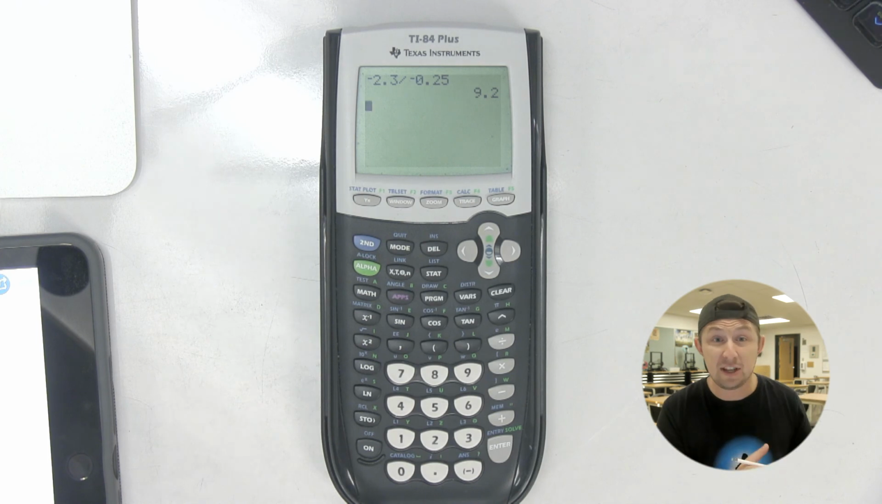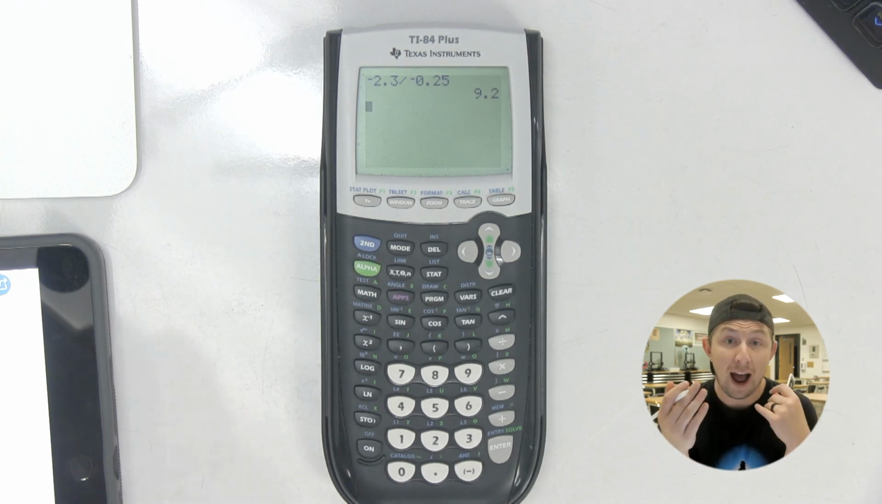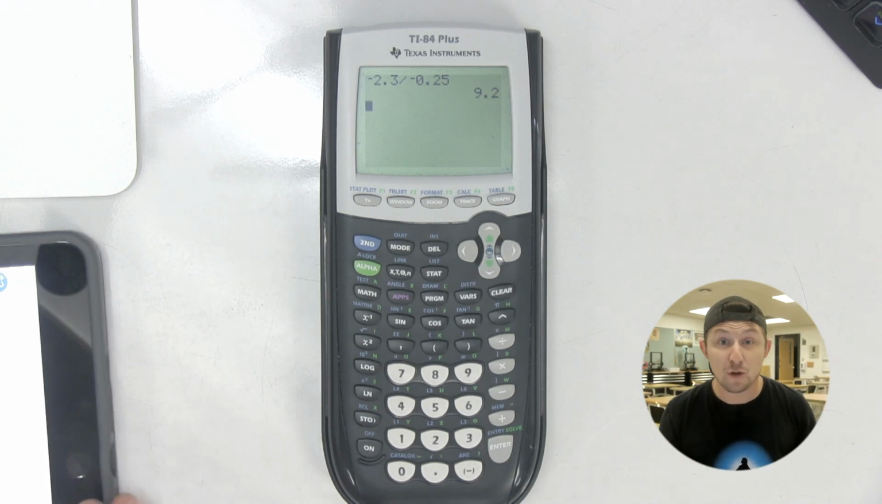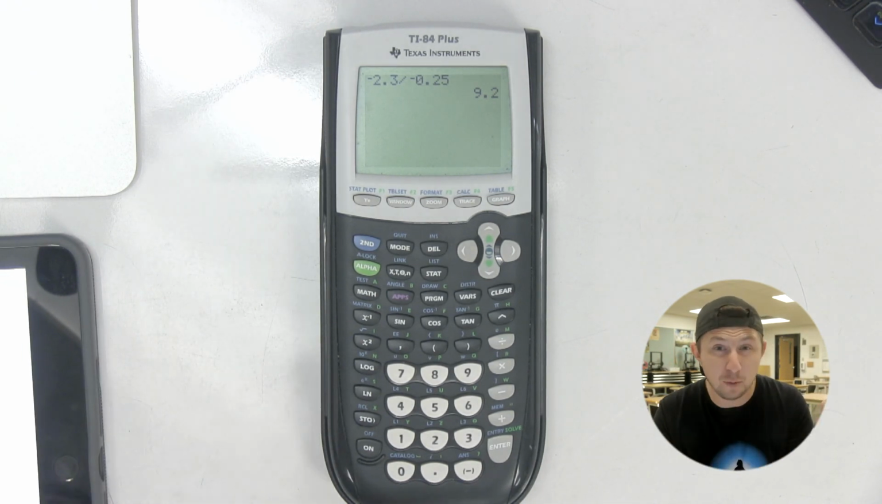So let's give this a try. In Google Classroom, try the multiplying and dividing decimals work. Let me know if you need any help or you get stuck, because I want to help you get unstuck.